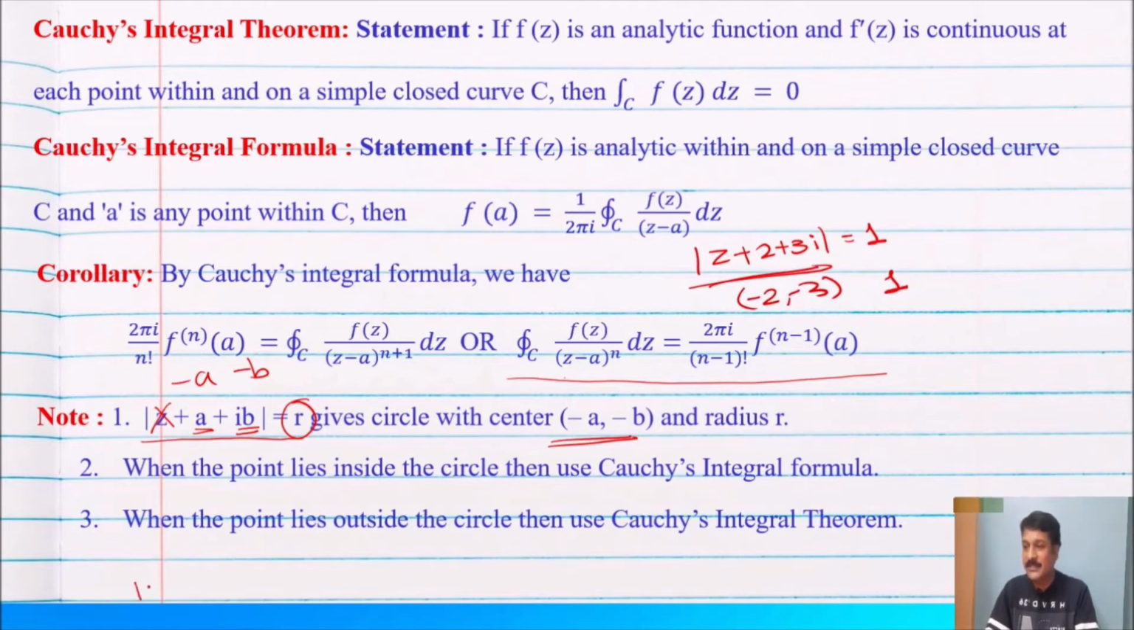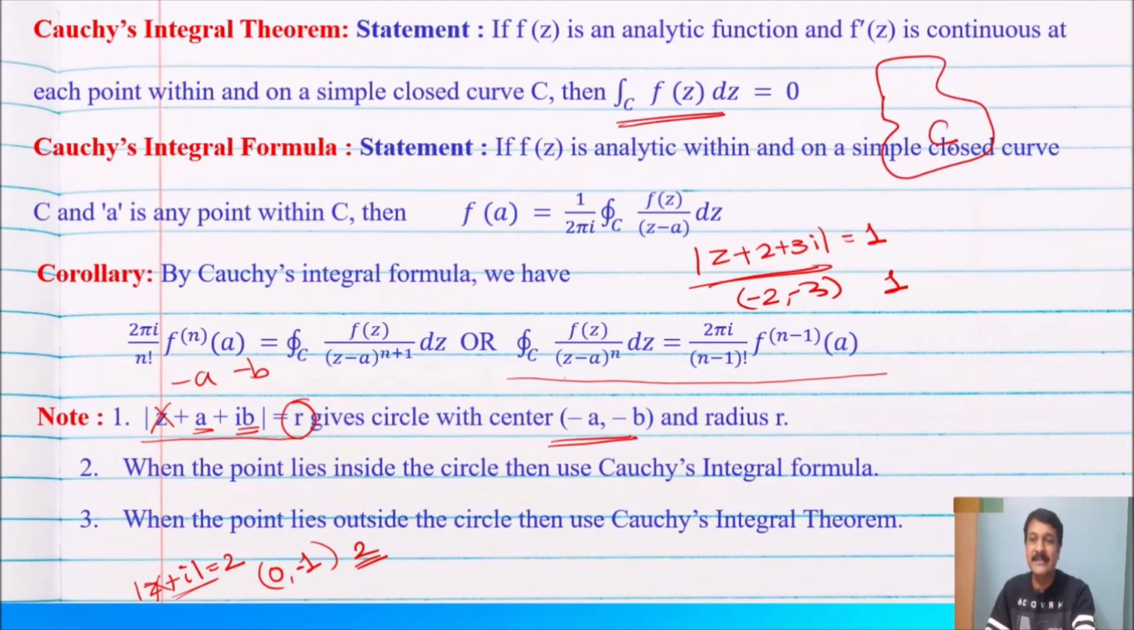Also, if we consider mod of z plus i equal to 2, what is the real part of this? It is 0. What is the imaginary part? It is 1. Take the opposite sign, so I am getting minus 1. So 0 minus 1 is the center, and the radius is 2. Also, remember when the point a lies outside the circle, then that function is analytic in that particular curve C if a is outside, then use Cauchy's integral theorem.